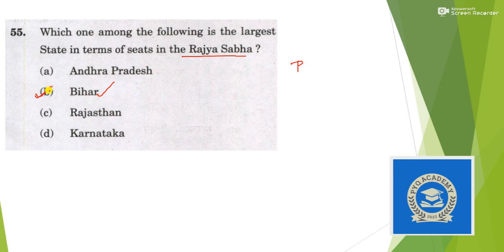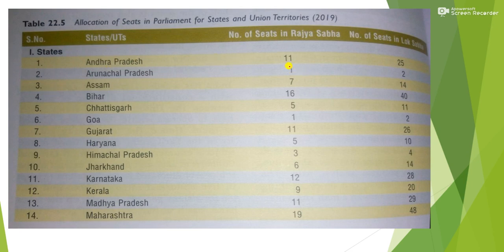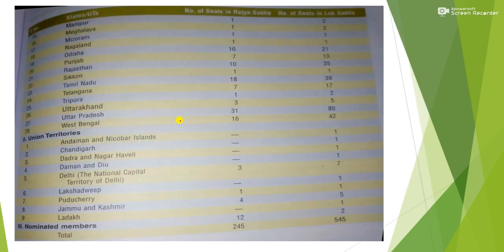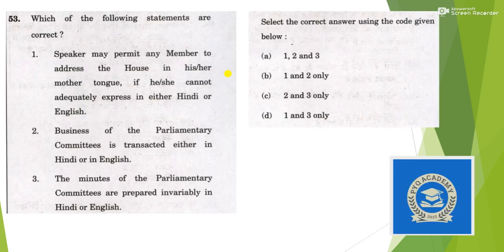So the answer here is Bihar. You can see in the list: Andhra Pradesh has 11 seats in Rajya Sabha, Bihar has 16, Karnataka has 12, and Rajasthan has 10. Don't get confused that Rajasthan has a large area and is the largest state, but not in terms of the number of seats. Which others have more seats? You know that UP has the largest population, so UP has 31 seats, then West Bengal has 16 seats, and Tamil Nadu has 18 seats. Okay, so now come to the next question.